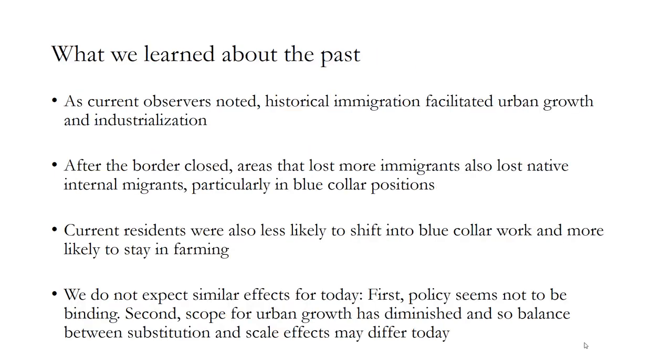And so our conclusion is that as the contemporary observers in the 1920s noted, historical immigration did facilitate urban growth and industrialization in the US, and that after the border closed, areas that lost more immigrants also lost native internal migrants, particularly in blue-collar positions. But we don't expect similar effects today because, first of all, the policy today seems not to be binding, but also the scope for urban growth in the US and the scope for transitioning out of farming into industry is no longer present. And so the types of interactions that would take place in the economy are different today.